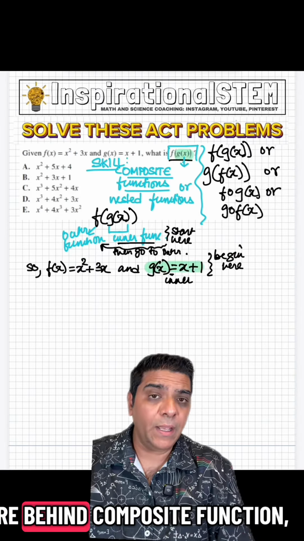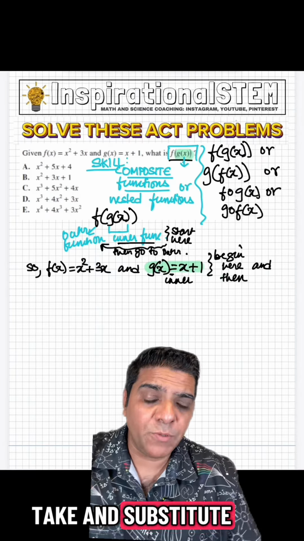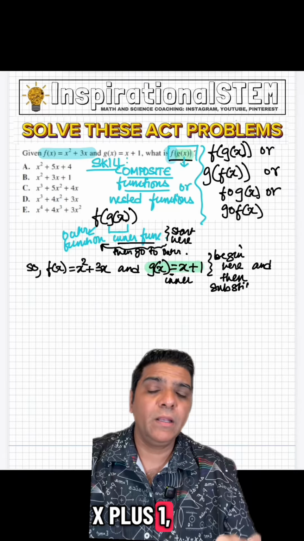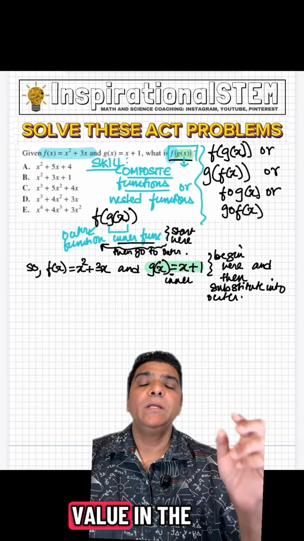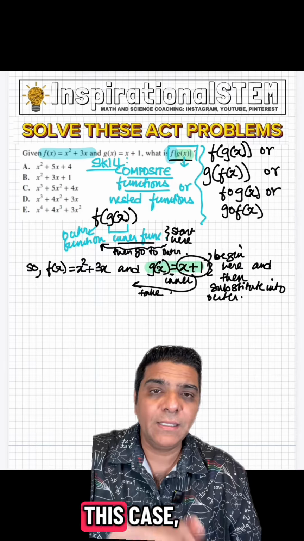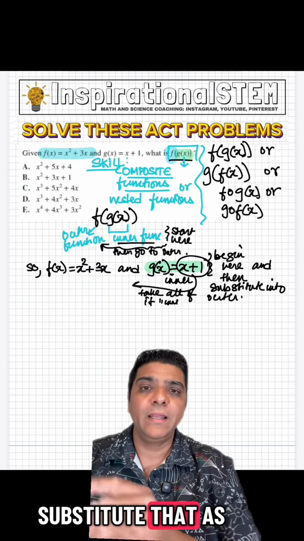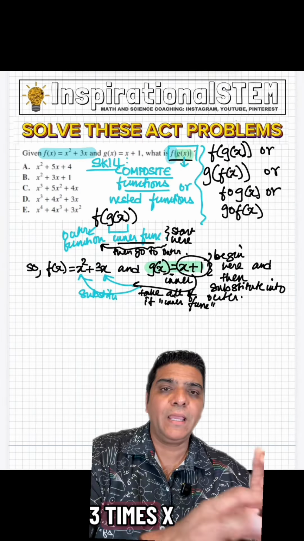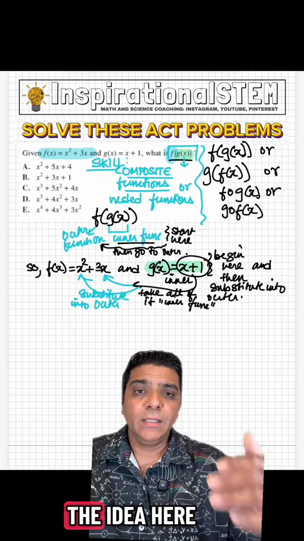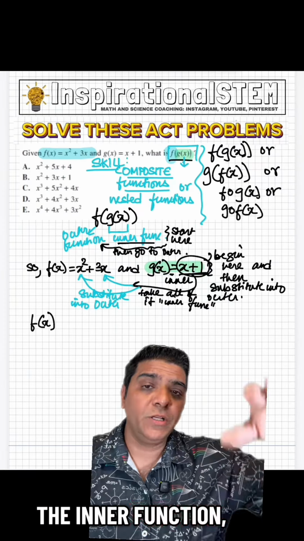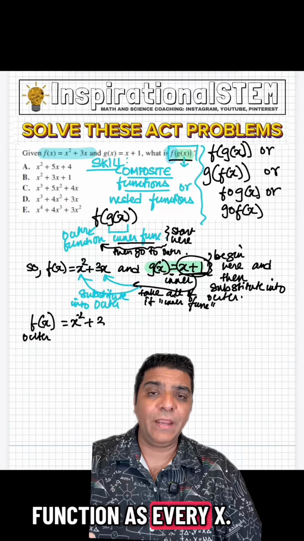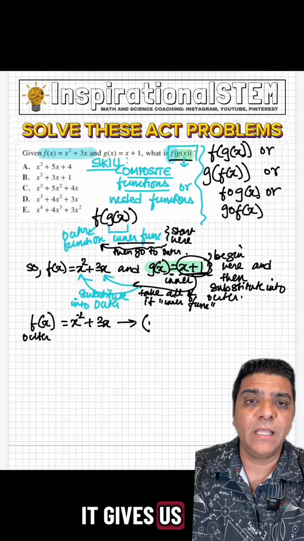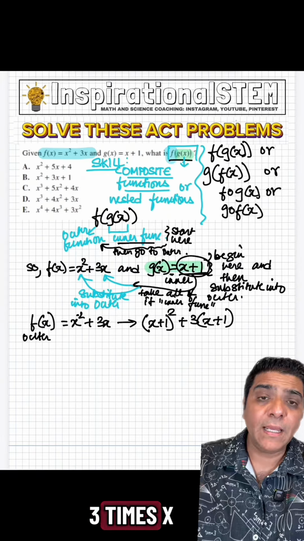The idea behind a composite function is that you take the inner function, x plus 1, and substitute all of it as every x value in the outer function. So in this case, we substitute x plus 1 as (x plus 1) squared plus 3 times (x plus 1). The idea is to take all of the inner function and substitute it into the outer function as every x. So what does that give us? It gives us (x plus 1) squared plus 3 times (x plus 1).